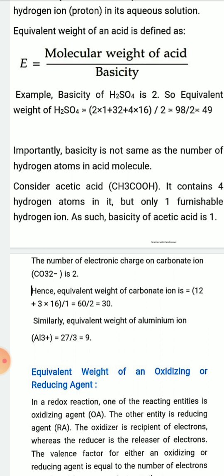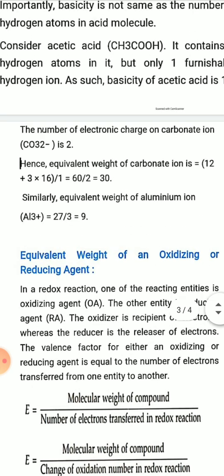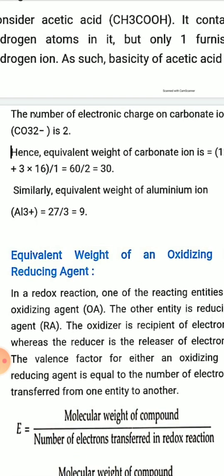And you can also calculate the equivalent weight of radicals, such as equivalent weight of sulfate, phosphate radical, nitrate radical, carbonate radical. You just have to remember the formula of the radical. For example, the formula of carbonate radical is CO3 2 minus. It is wrongly written as CO3 2, just correct it. CO3 2 minus is the carbonate radical, so the electronic charge on the carbonate anion is 2 minus.